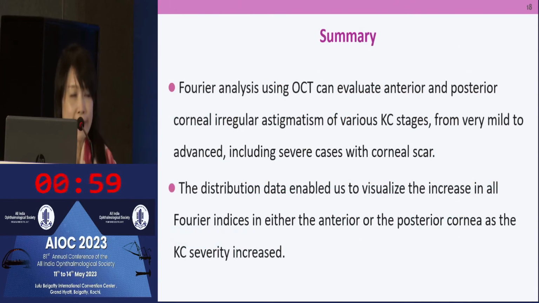In summary, Fourier analysis using anterior segment OCT can evaluate anterior and posterior corneal irregular astigmatism of various keratoconus stages, from very mild to advanced, including severe cases with corneal scarring. Thus, this distribution data enabled us to visualize an increase in all Fourier indices in either the anterior or the posterior cornea as the keratoconus severity increased.